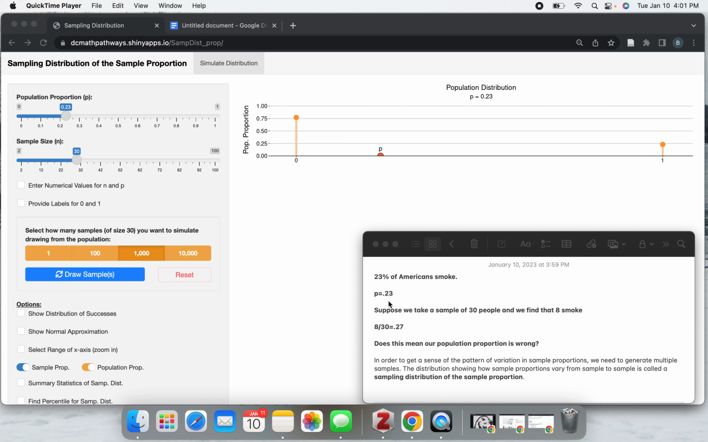0.27 is obviously not the same as 0.23. So does this mean our population proportion is wrong? No, it does not mean that, because in order to get a sense of the pattern of variation in sample proportions, we need to generate multiple samples. We can't just use one, because each sample is going to be different. So we have to take multiple samples, and the distribution showing how the sample proportions vary from sample to sample is called a sampling distribution of the sample proportion. So let's go ahead and try this out and see what this looks like.